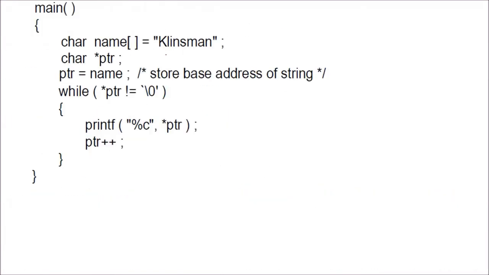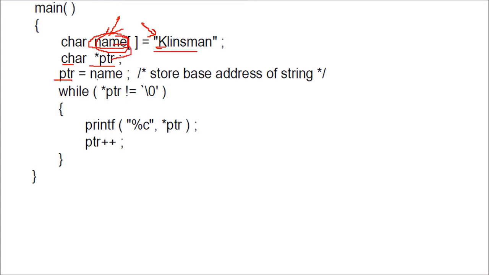Now, the same program can be written with the help of a pointer. This is an array, so we can directly use the array with the pointer. We always know that the name of the array is pointing to the first element of the array. This is the address. Name is the address of the first element. So we make a character pointer and we assign this name, because this is an address. We can directly assign name to ptr.